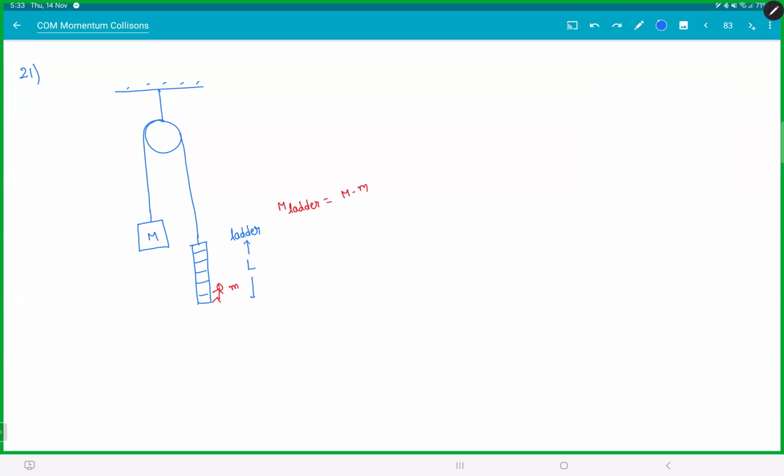Find the distance moved by the center of mass when the man climbs to the top of the ladder. Now, if he starts climbing the ladder, what will happen? The ladder will be pushed down, the man will go up. Now, in this, there is an external force on the system. Find the distance moved by the center of mass when the man climbs to the top. Initially, the system is at rest.